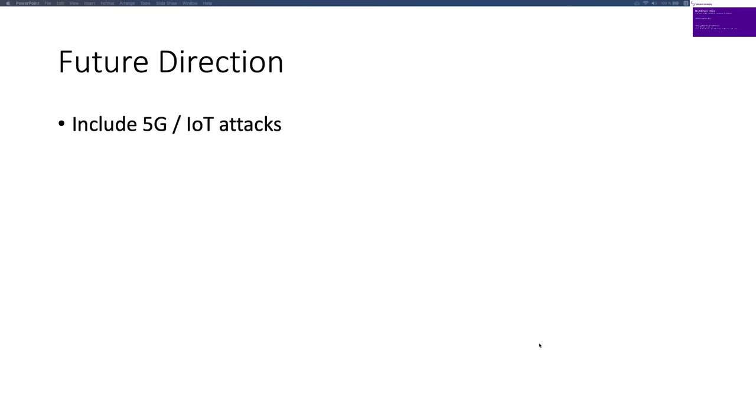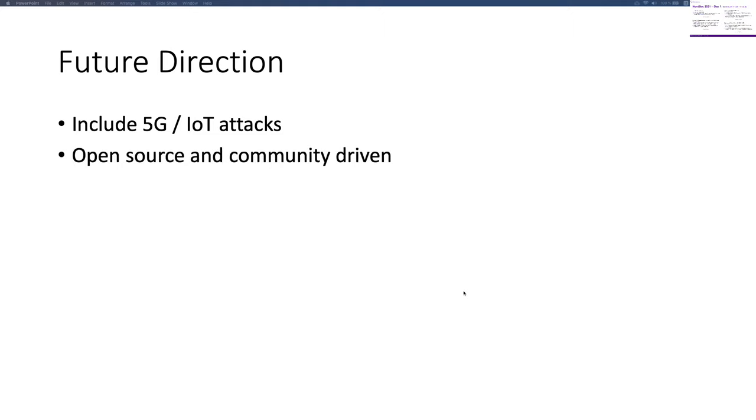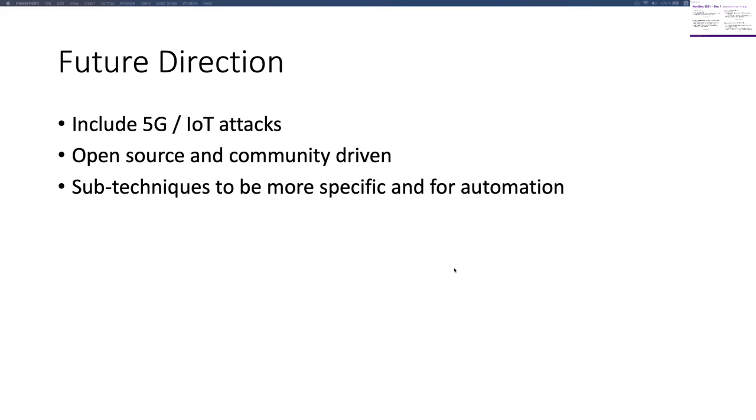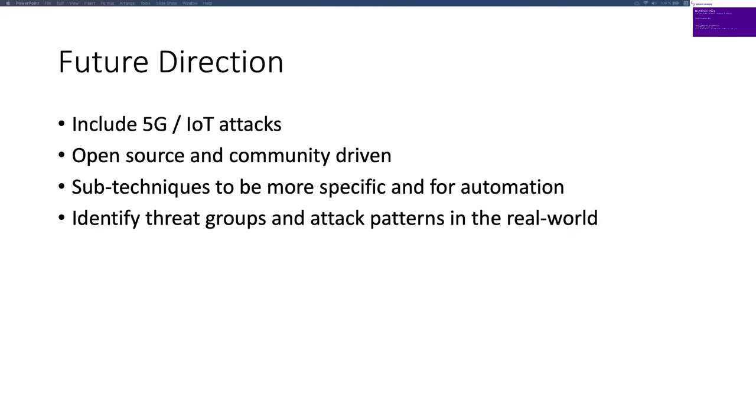For future direction, the framework is relatively new and 5G is not included yet, so this would be one of the main priorities. Also, to make it more open source and community driven, to have some real world data and open the discussion with the industry. Since the techniques are still quite high level, having sub-techniques to provide some granularity would be really nice, to be more specific and have the detail for automation as well. And finally, identifying the threat groups in the real world, and also the attack patterns, would be much more helpful as the next step for this work.